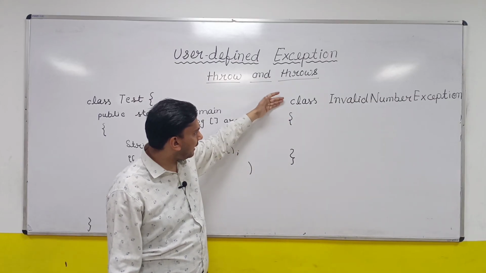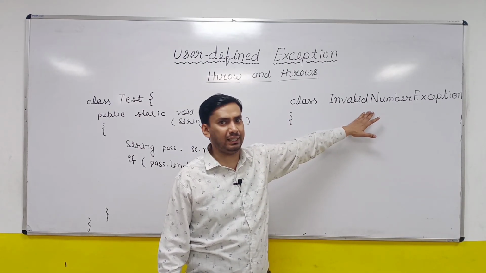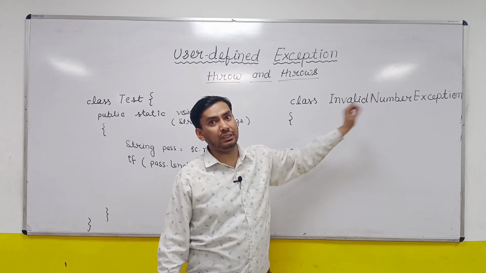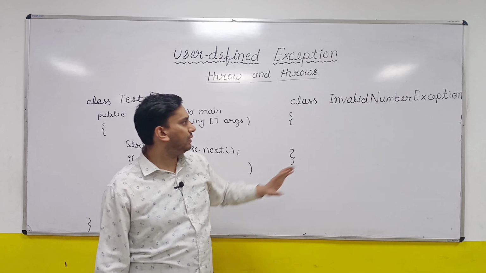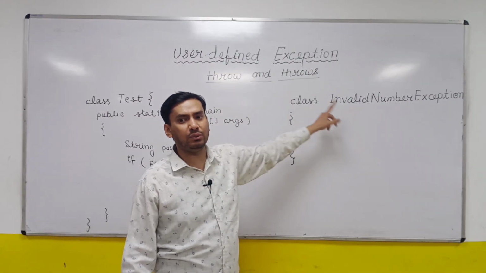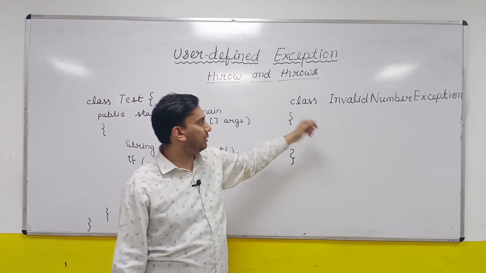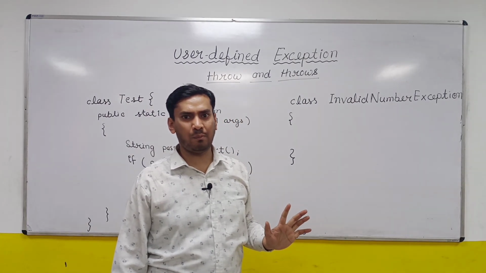So if you try to write this class name with the throws clause in the method header or constructor header, it will give you a compile time error, right? Similarly, if you try to throw the object of this class, it will give you the compilation error. It will say no, InvalidNumberException is not Throwable, right?